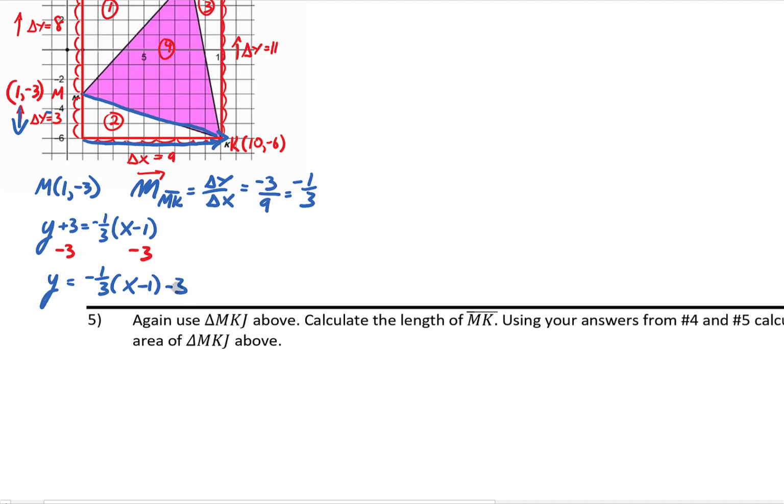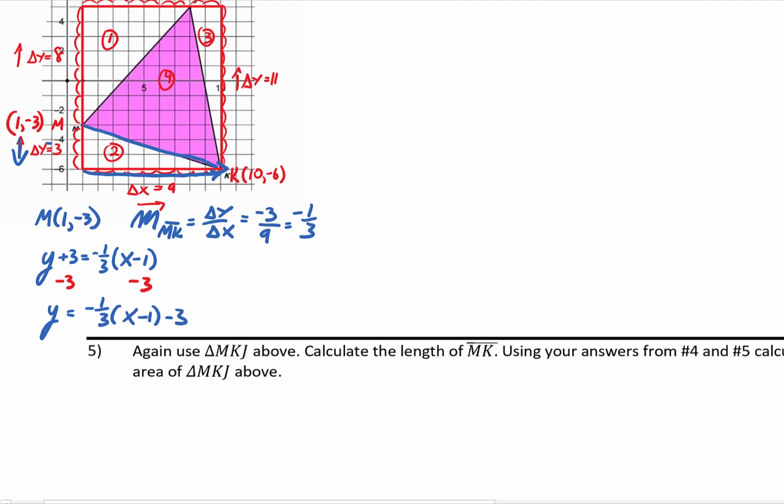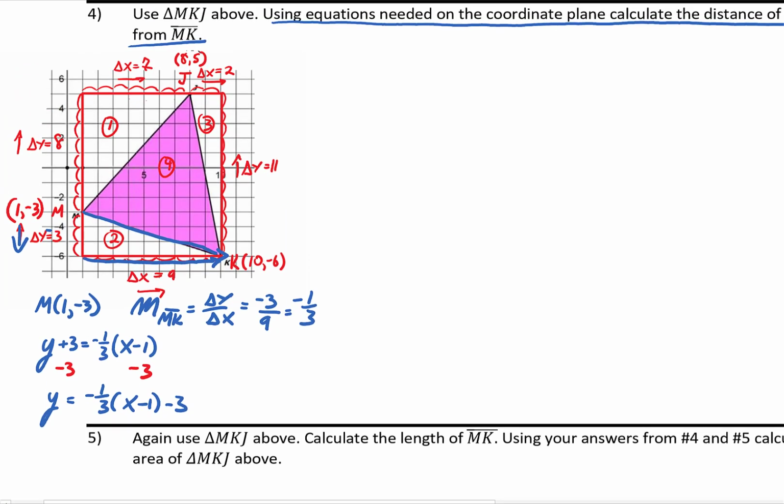Okay, now the next thing I need is the equation of a line that goes through this point, J, and is perpendicular to MK. So that means I do need the slope of MK. Slope of MK is equal to -1/3, and then the perpendicular slope of MK is equal to 3.